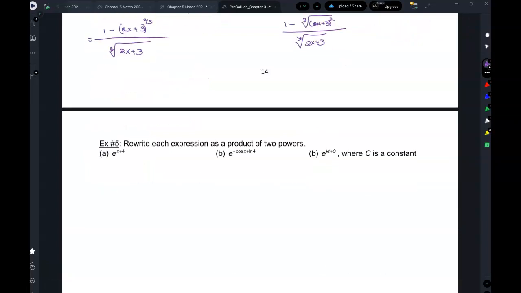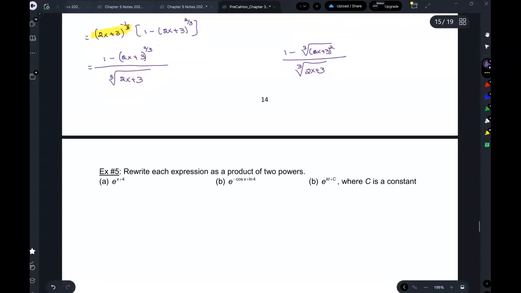If both of the like terms had negative exponents, would you bring everything to the denominator? Yeah.